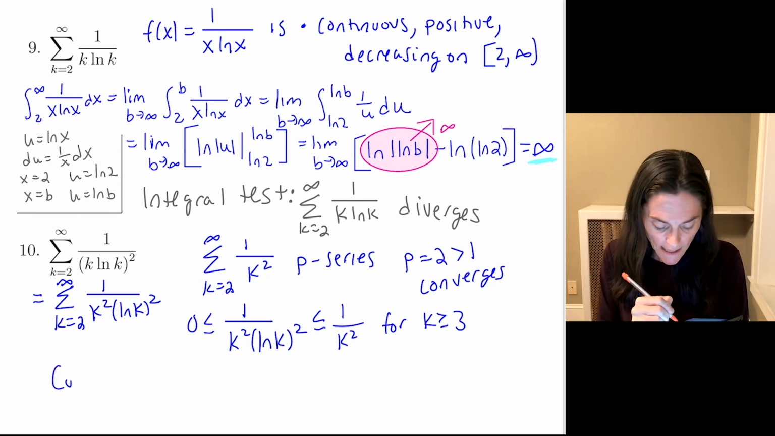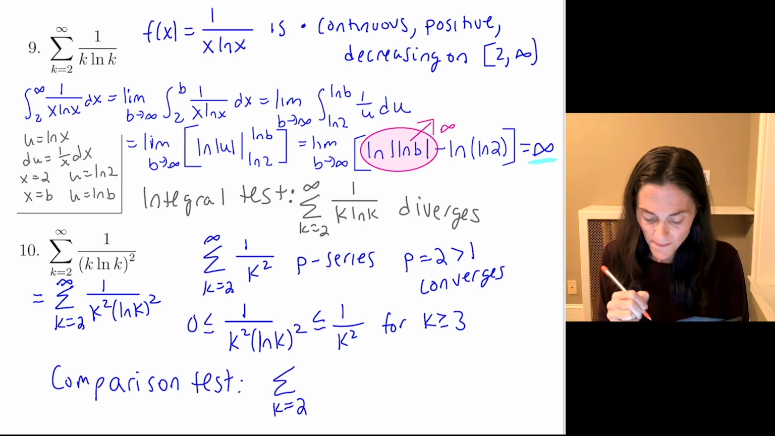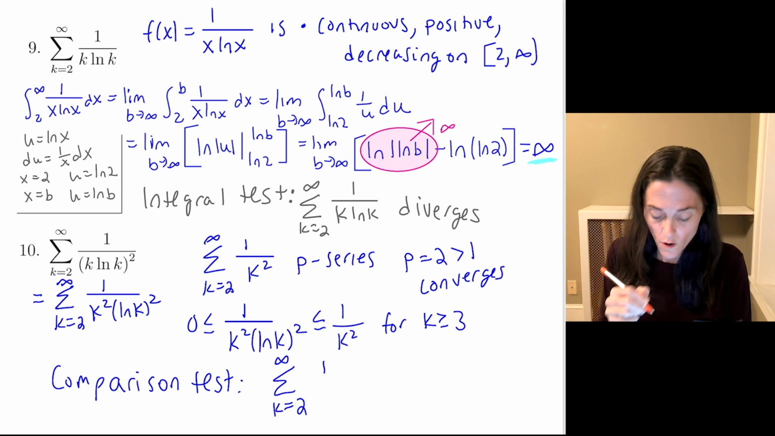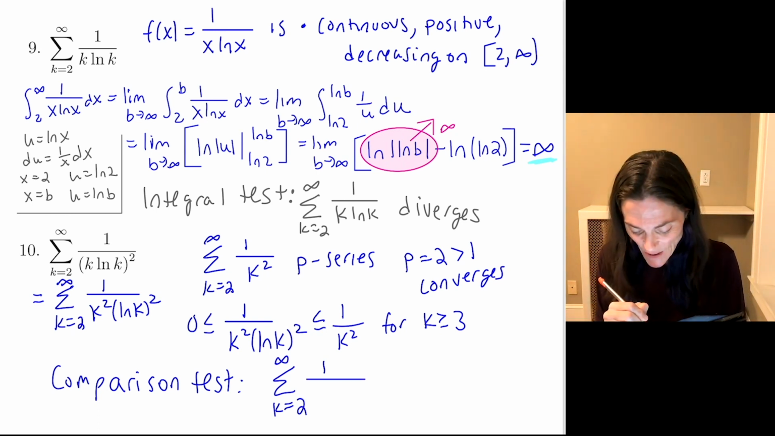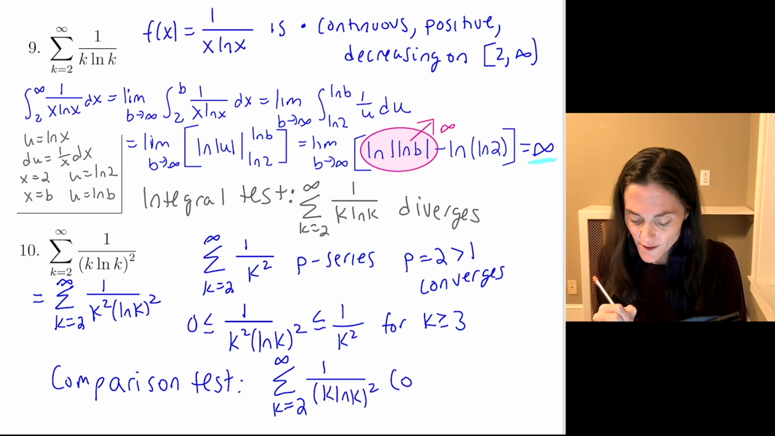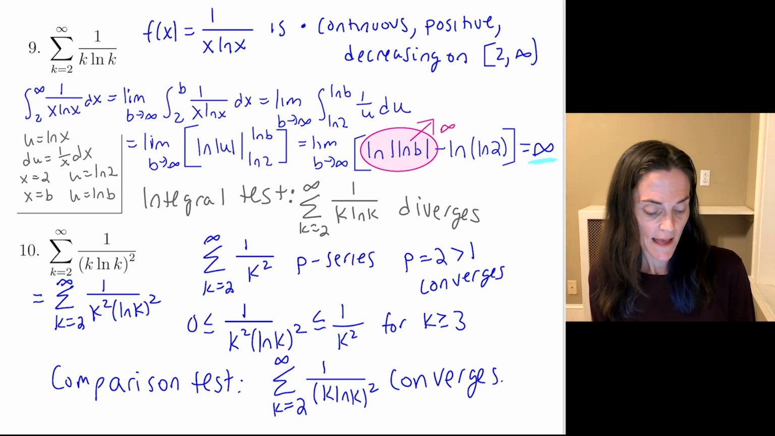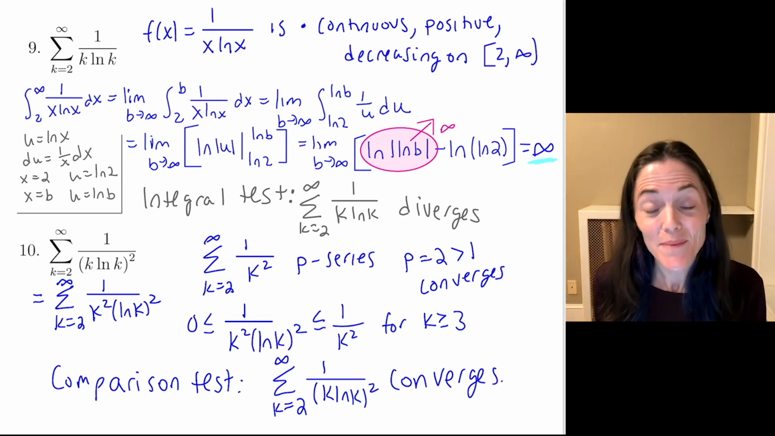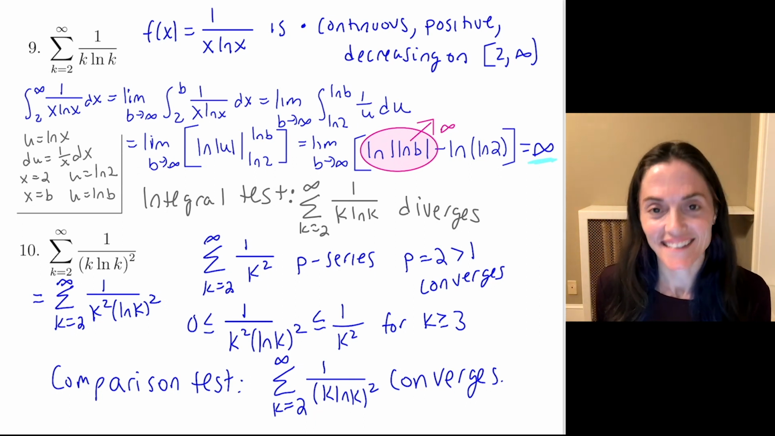So we quote the test, the comparison test, and the conclusion: the sum, k equals 2 to infinity of 1 over k ln k squared, converges. This is our final conclusion here. And this was the last one on the 5.3 exercises. 10 series. It was so much fun. Thank you so much.